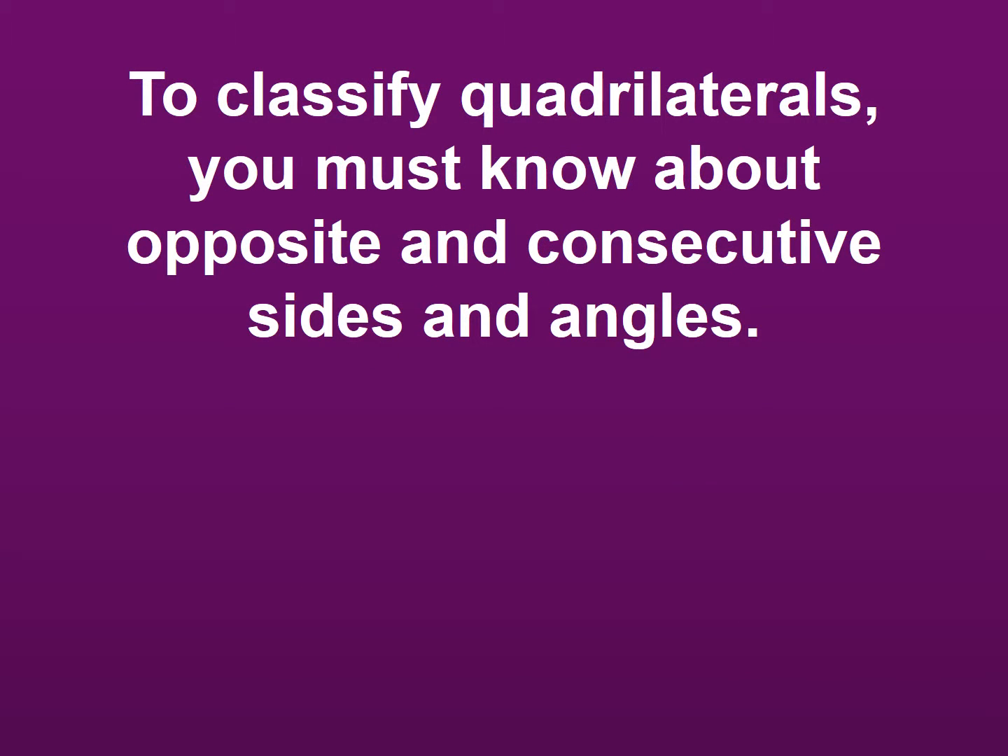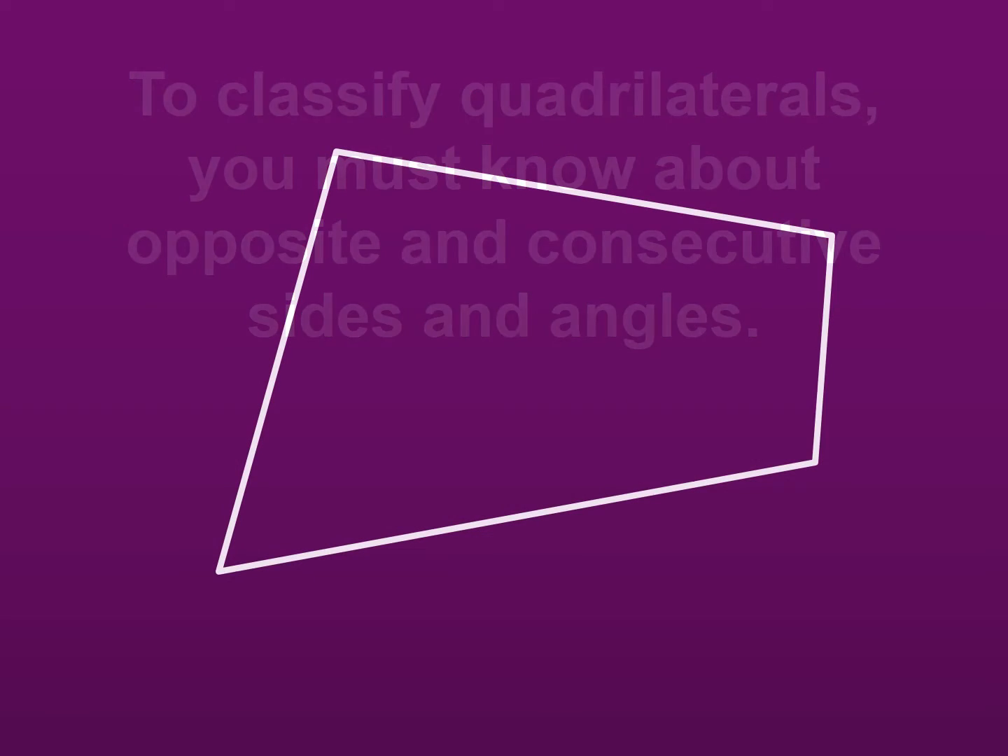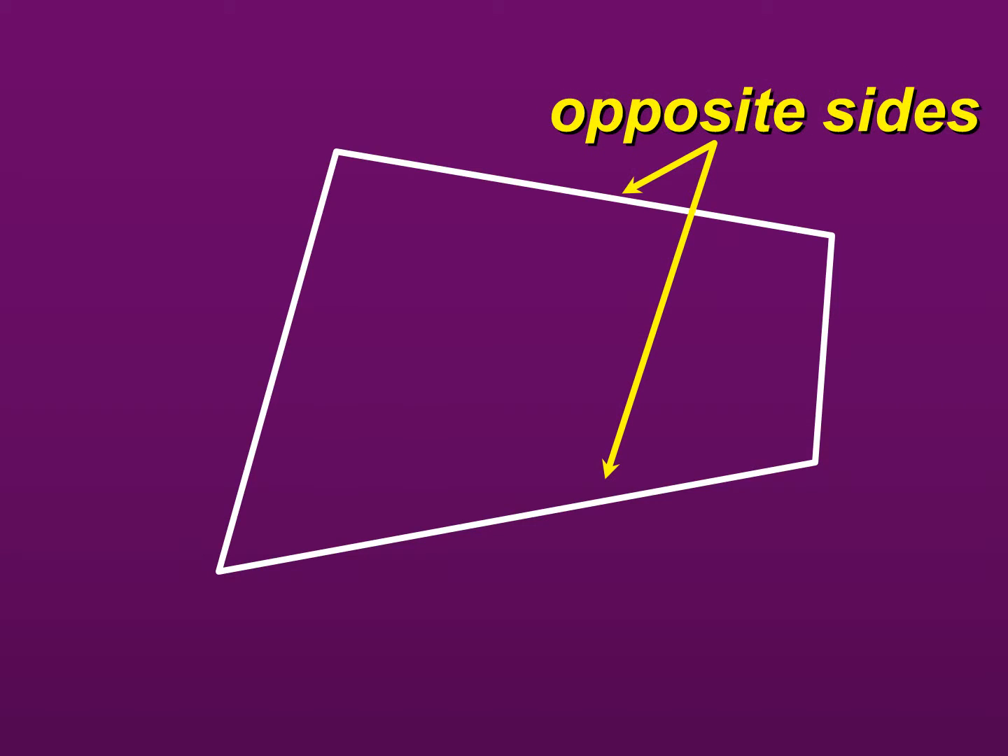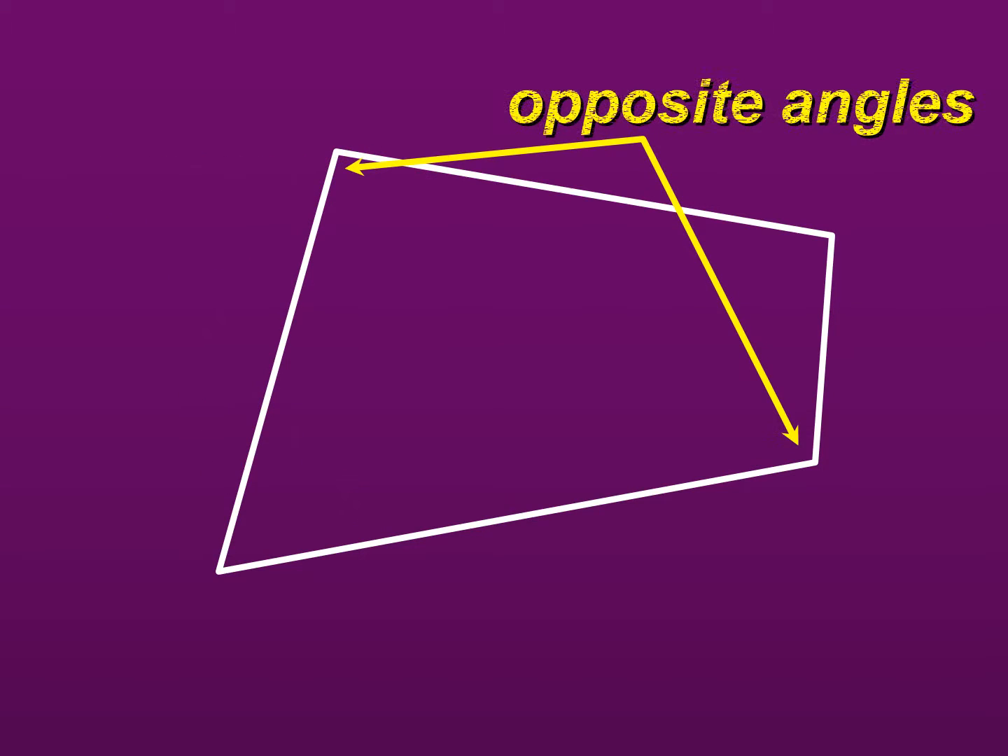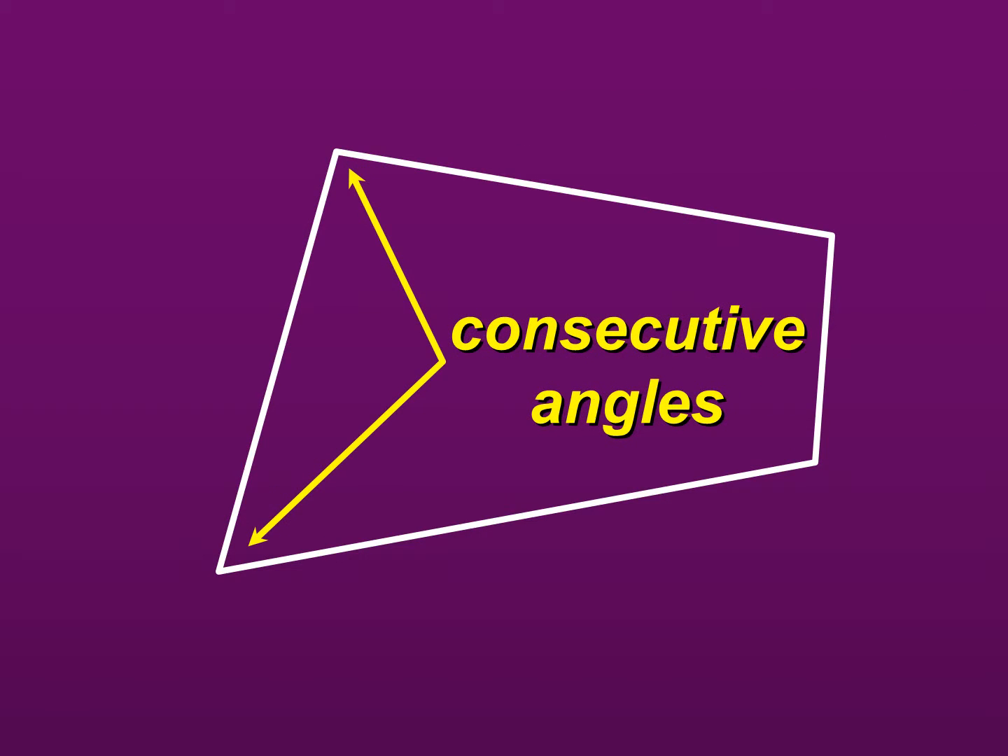Now let's move on to quadrilaterals. In order to classify quadrilaterals, we have to go over what opposite and consecutive mean. Consecutive is the opposite of opposite. So these would be opposite sides, and these would be consecutive sides. Consecutive sides actually meet at an angle. These would be opposite angles, and these would be consecutive angles. Consecutive angles have a segment that goes in between them.